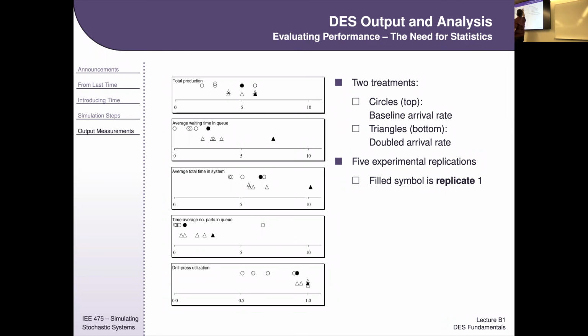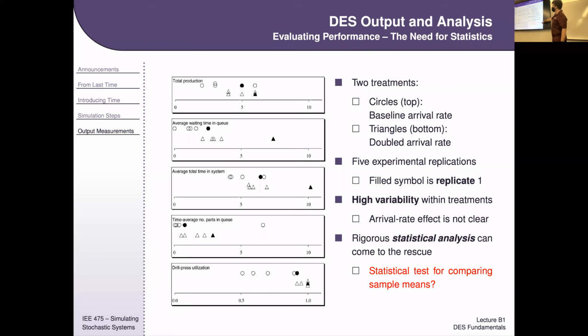If we look at all of these together, we see that the circles' variation overlaps the triangles' variation. So really, there's probably no difference in total production between these two. But if I look at average total time in system, the average circle is much lower than the average triangle, but not that much lower. So I have to use statistical methods to compare these variable outputs of these two different conditions. And that's what we're going to be doing here.